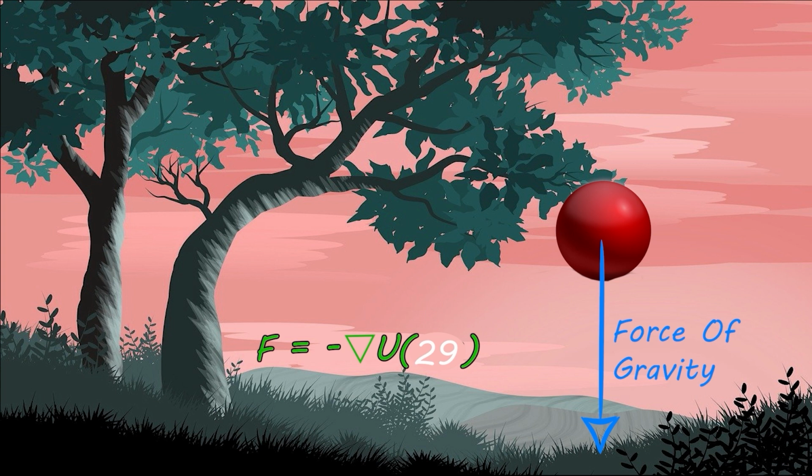So for example, as the potential energy increases, the height of the ball increases too, but the force of gravity is trying to pull it back down. And this is why there's a negative symbol in the formula.